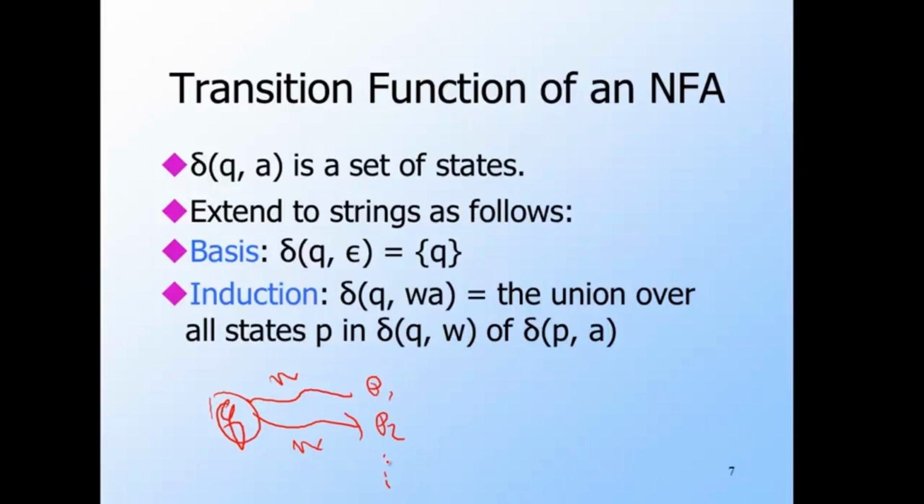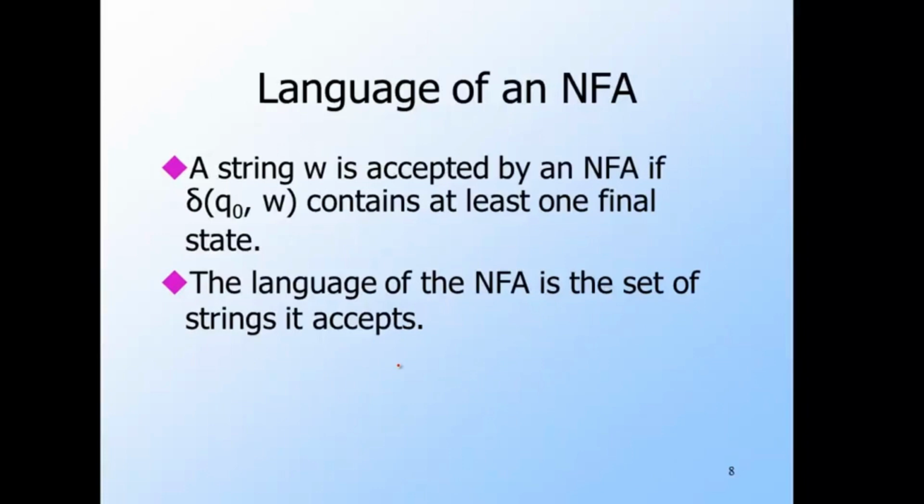Then for each of these states, say P1, P2, and so on, we use the given delta function to find the set of states they each get to on A. Say P1 might go to these two states, I don't know their names. P2 might also go to that one, and several others. You find all the states you can get to, but always on transitions labeled A. The resulting union is delta of Q and WA. The language of a non-deterministic automaton is simply the set of strings that it accepts, that is, the set of strings W such that when you compute delta of Q naught and W, where Q naught is of course the start state, you have a set that contains at least one final state.